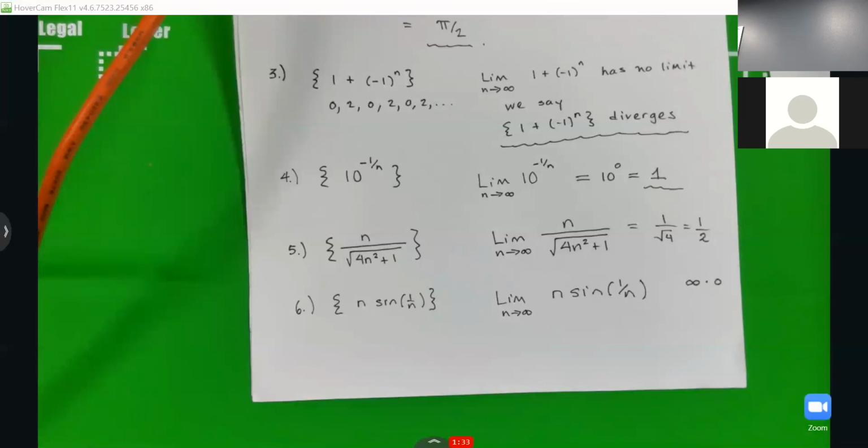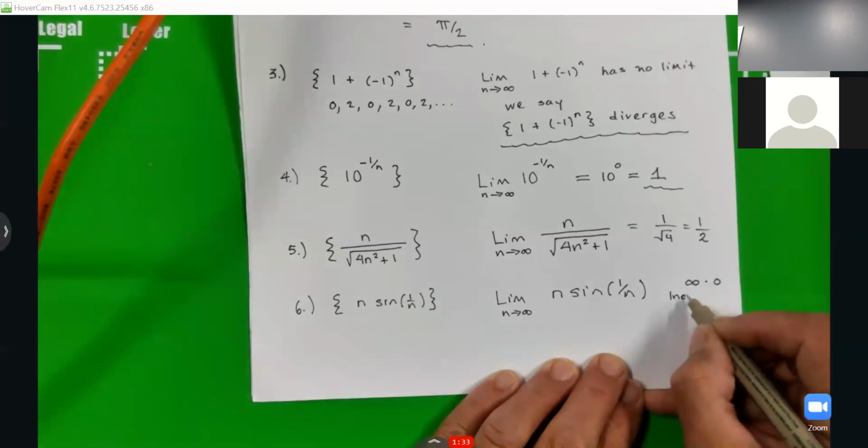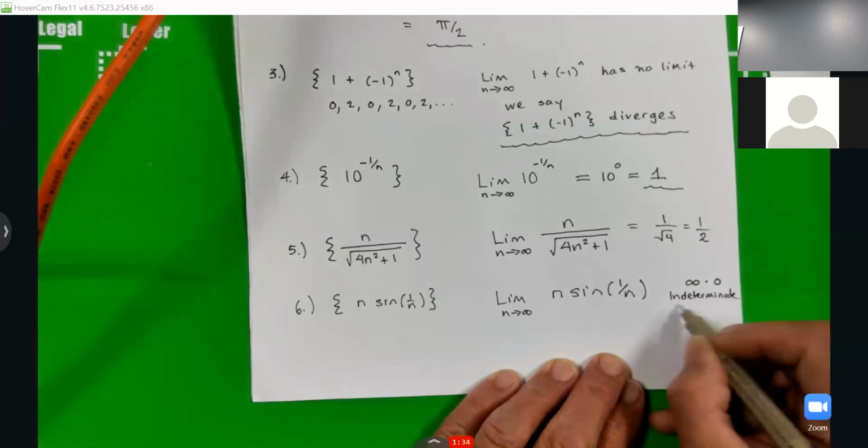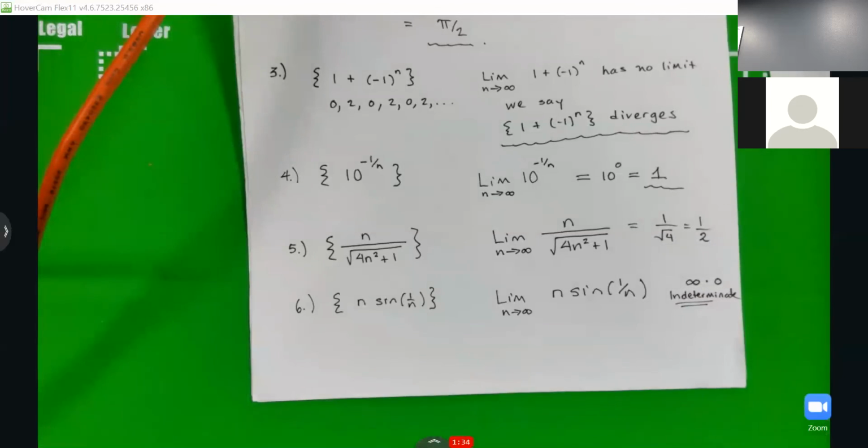That's one of those indeterminate forms. It can be 0. It can be infinity. It can be 1. It could be 17. Infinity times 0 is indeterminate. So I don't get any information from that. I've got to rewrite this so that it allows me to do L'Hopital's rule. I want to either write this as 0 over 0 or infinity over infinity.